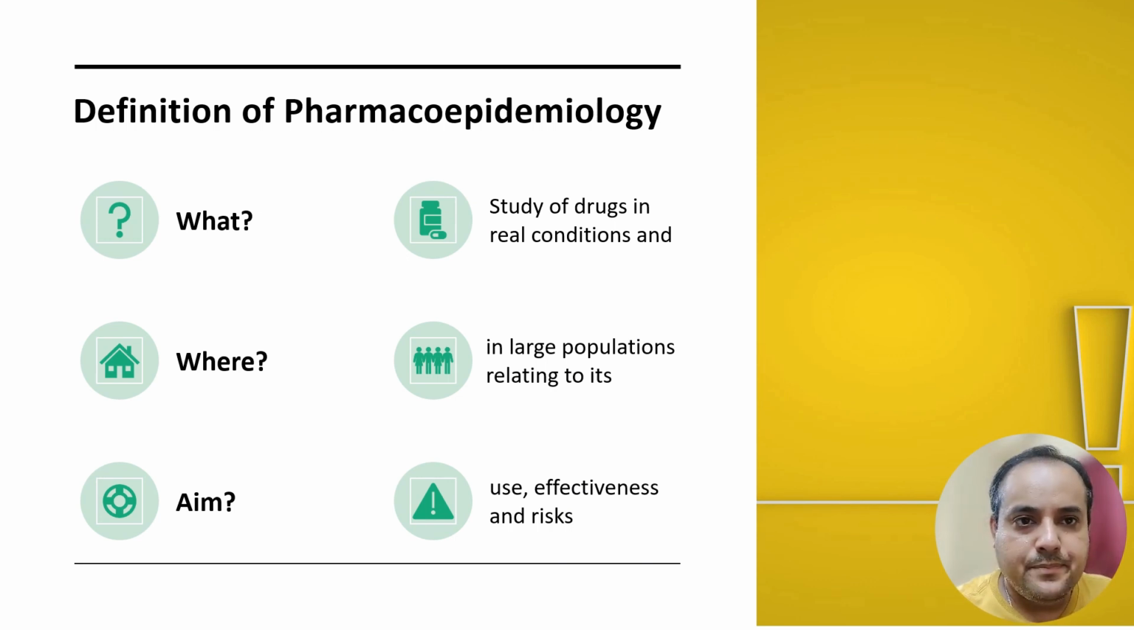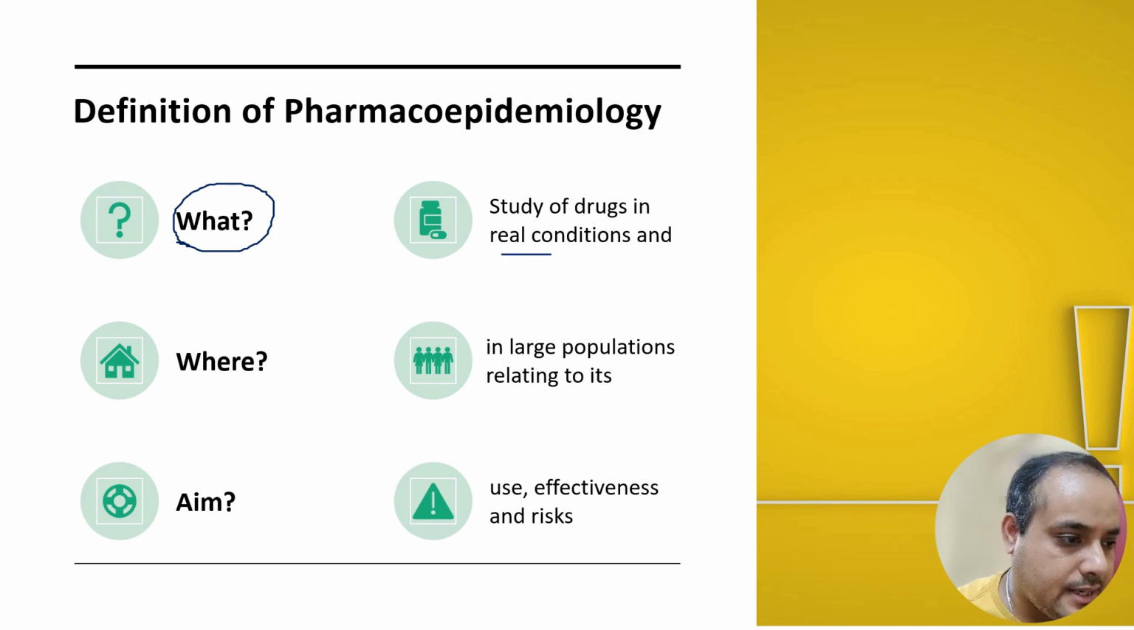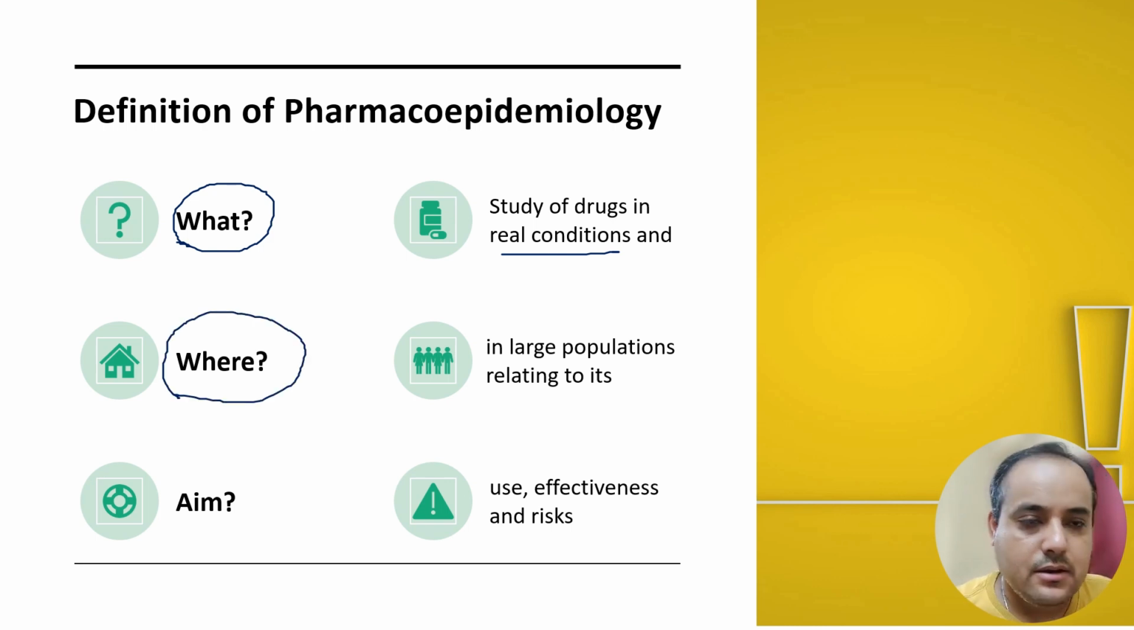So as we do, let us now know what is the definition of pharmacoepidemiology. Again, I have broken down the definition in three parts. The first part of the definition answers the question, what do we mean by pharmacoepidemiology? Pharmacoepidemiology is the study of the drugs in real conditions. Now, where will we do this study? The second question is where? We will do this study in case of large population.